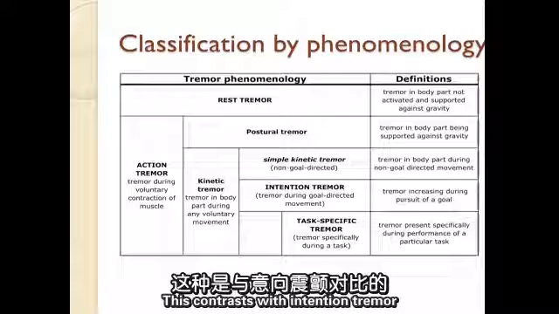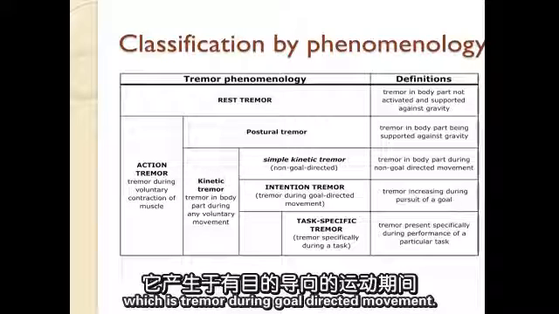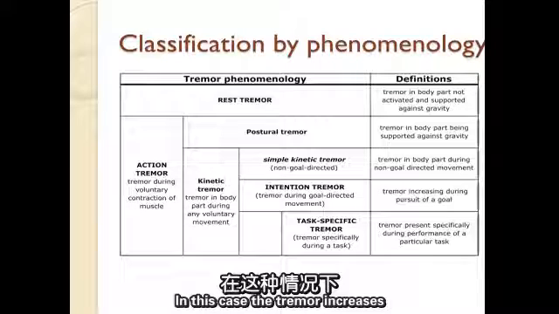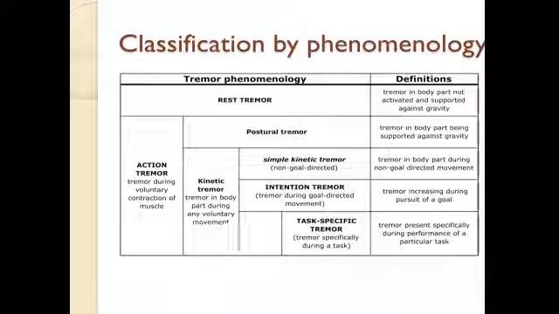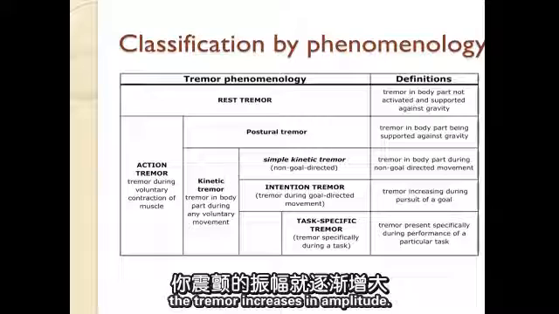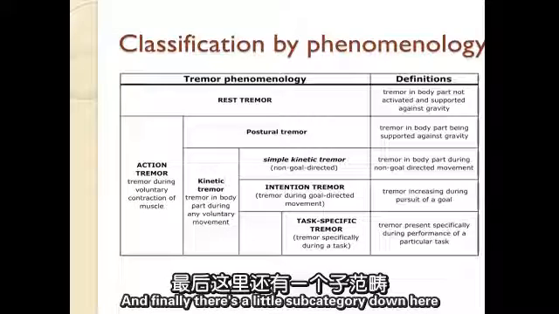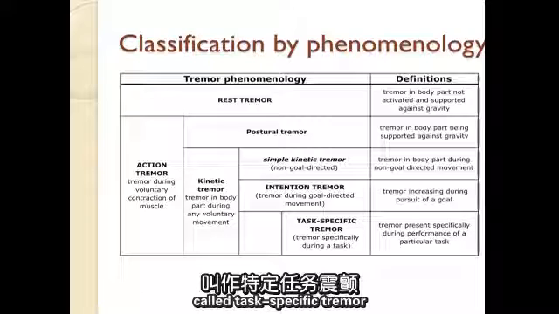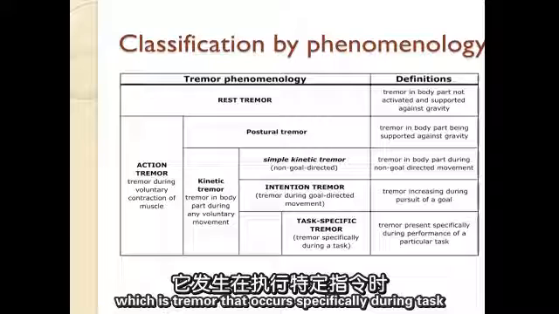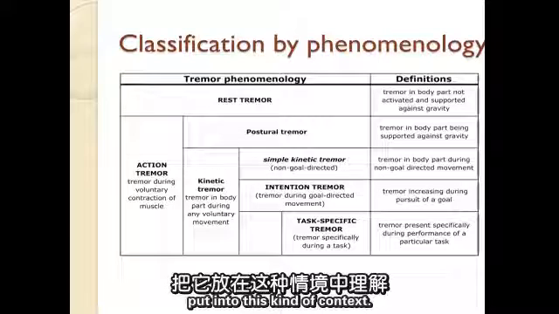This contrasts with intention tremor, which is another big category, which is tremor during goal-directed movement. In this case, the tremor increases during pursuit of a goal. And when you get closer to the goal, the tremor increases in amplitude, and this characteristically occurs with cerebellar-type lesions. And finally, there's a little subcategory down here called task-specific tremor, which is tremor that occurs specifically during task, which is what the primary writing tremor case illustrates, putting it into this kind of context.